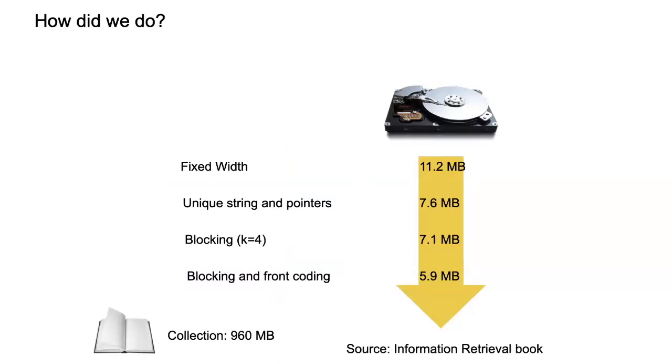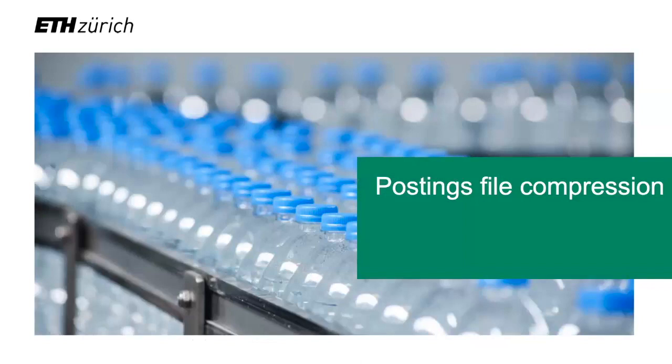So here we are down to 5.9, compared to 11.2. We kind of gained half of it, right? So this is quite good, right? That means we can squeeze twice as many terms in the same amount of disk and memory. So this is good. We've done well with the dictionary compression. So now we can move over to the postings list compression.